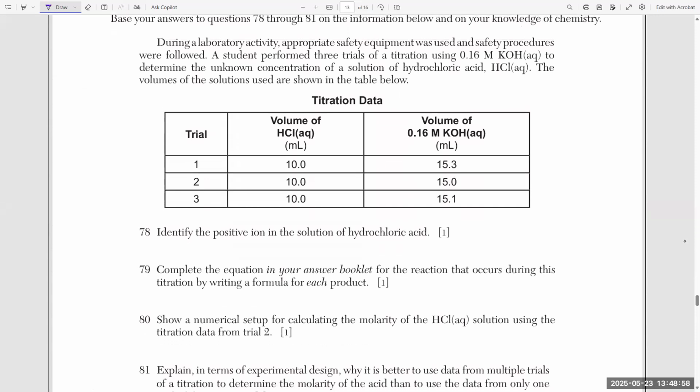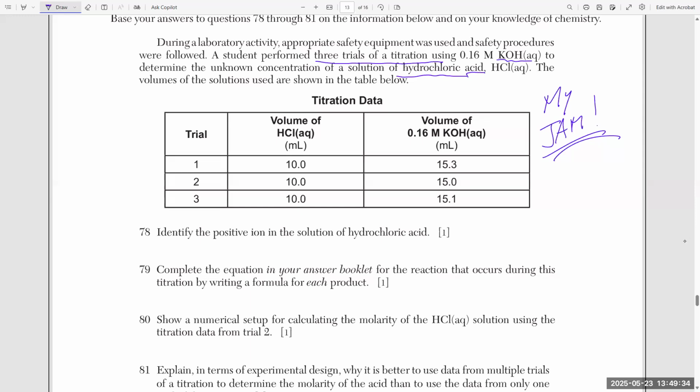During a laboratory activity, appropriate safety equipment was used and safety procedures were followed. A student performed 3 trials of a titration. Oh, what's that? Acid base. That's my jam. Again, we're super excited about this because we know how to do this. Using 0.16 molar KOH, mental note, that's a base, to determine the unknown concentration of a solution of hydrochloric acid, which we know is an acid. They told you that. The volumes of the solutions are shown in the table below.